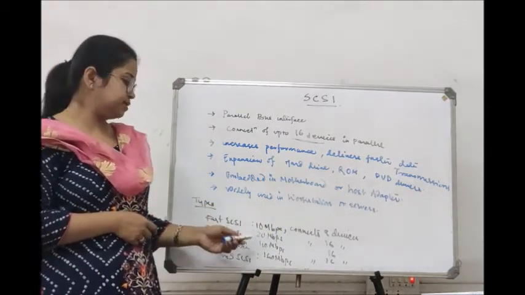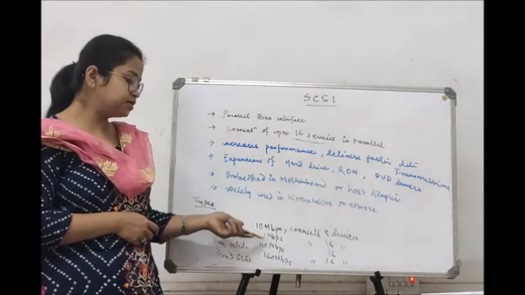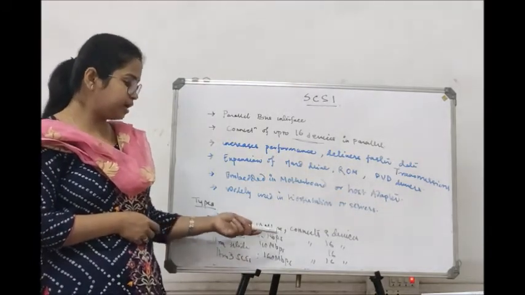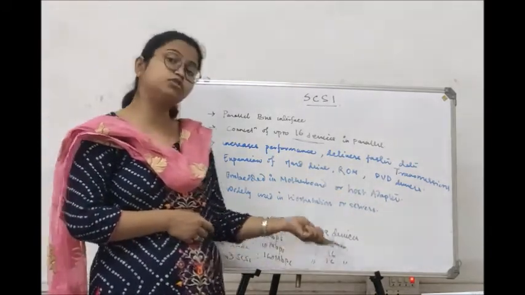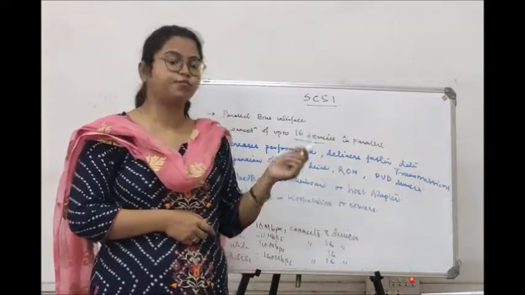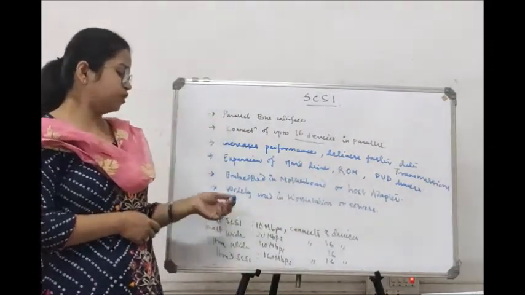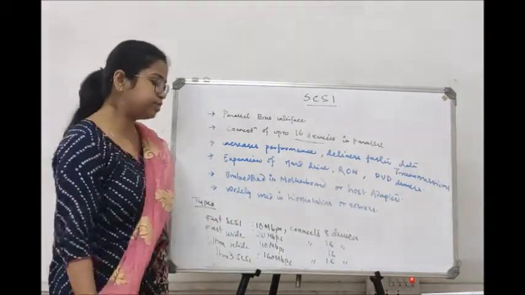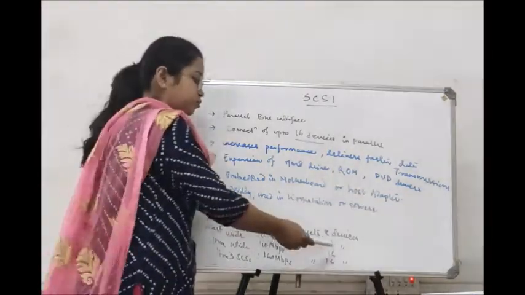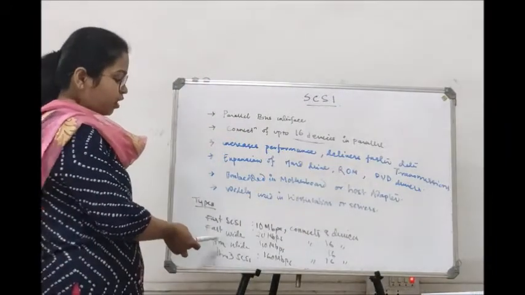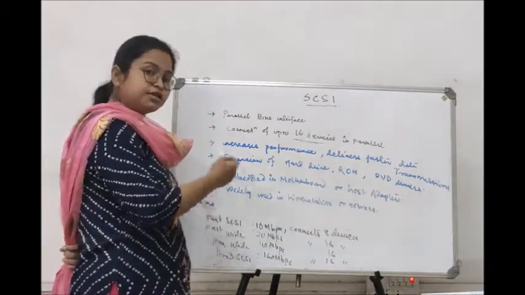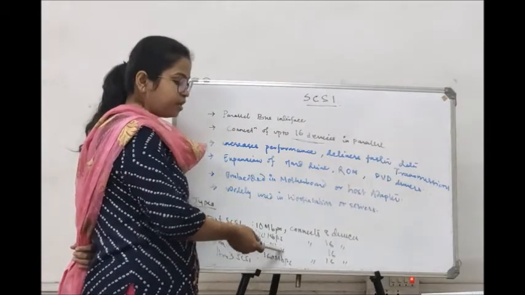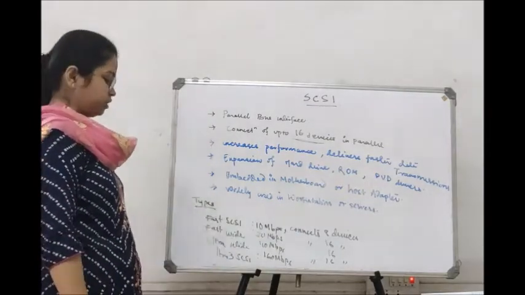Fast wide SCSI, the speed is a bit higher. It is 20 Mbps and it can connect up to 60 devices, double of what we had previously, double of fast SCSI. So fast wide SCSI has 20 Mbps speed and it can connect up to 60 devices. Then we have ultra wide. The speed is even more here. It is 40 Mbps and it can also connect up to 16 devices.